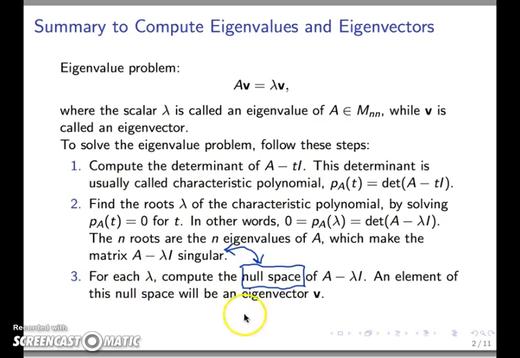And so the key on the last step of this recipe for calculation of eigenvalues and eigenvectors is to compute the null space, but really we want to compute a basis for the null space, right?